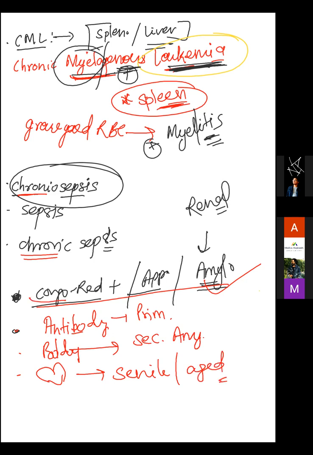If Congo red positive and apple green birefringence, the answer is amyloidosis. If both are given there, they are trying to make the question more difficult. In that moment, go for the other thing: whether antibody or blood is mentioned. If blood vessels, like spleen involved or the vascular system, then the answer is going to be secondary. Or if it says heart involved, old age person and all these things, then senile is going to be the answer.